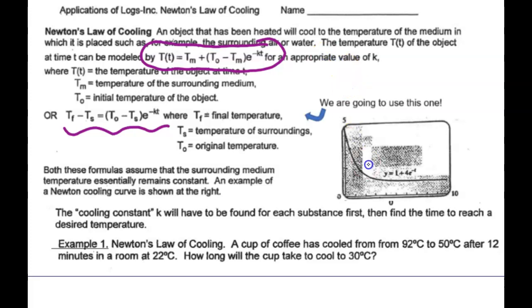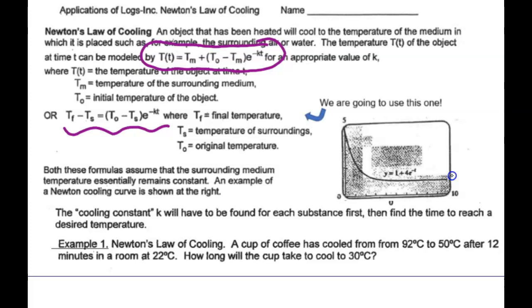The idea here is that an object will cool exponentially, okay, to the temperature of its surroundings. So for example, if we take a cake out of the oven and we set it on the counter, it cools to room temperature eventually, right? It doesn't get colder than room temperature, it's to room temperature.